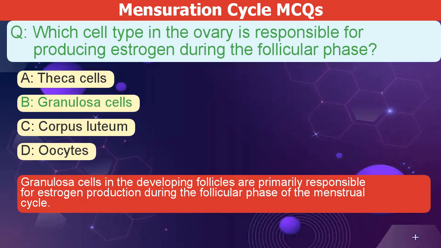The correct answer is B. Granulosa cells in the developing follicles are primarily responsible for estrogen production during the follicular phase of the menstrual cycle.